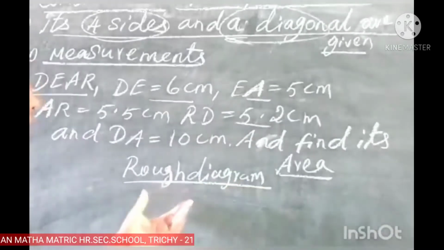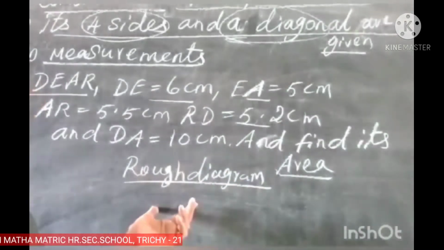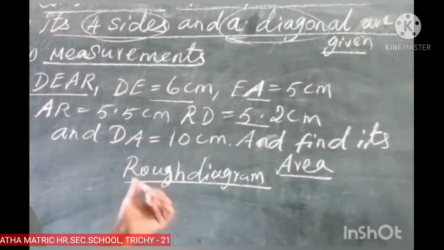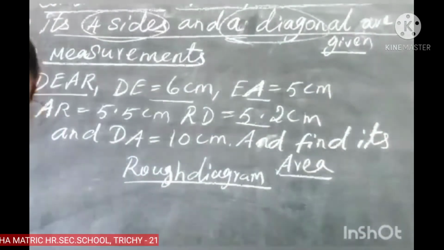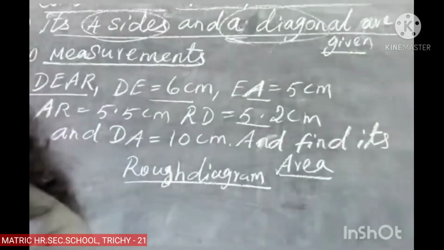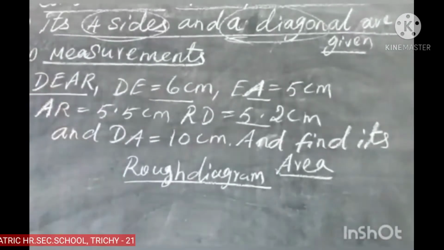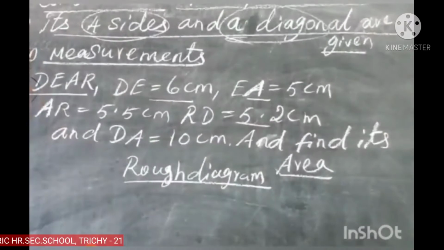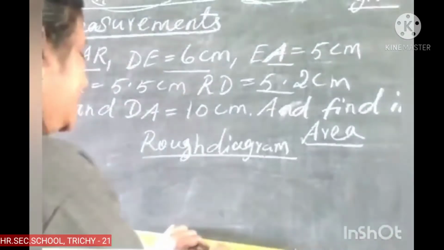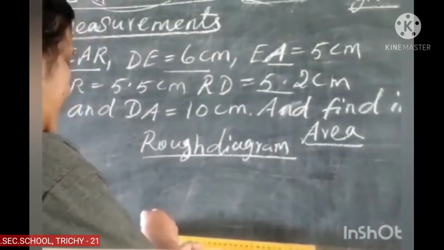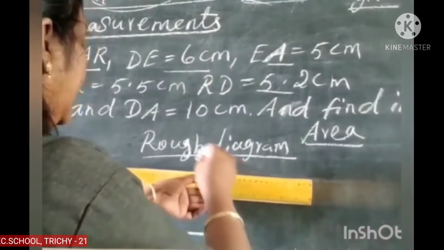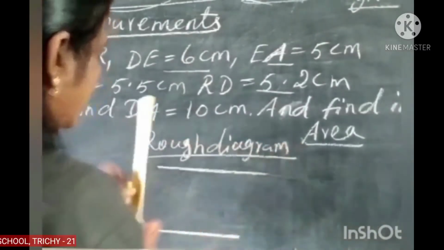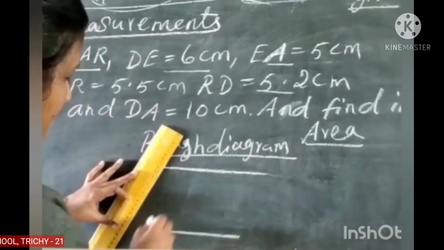Now, before starting that, the first work is to draw the rough diagram. By using the given measurements, first you have to draw the rough picture only. First, roughly you have to do it. Draw the rough picture by using your scale and then draw the picture like this.